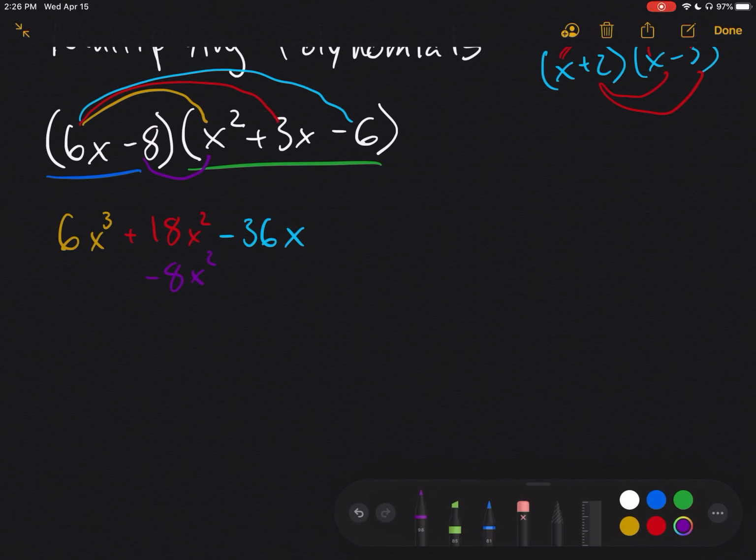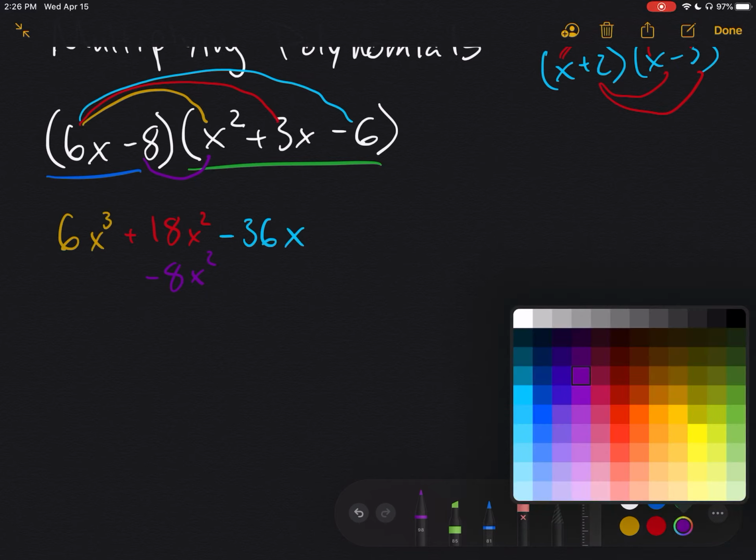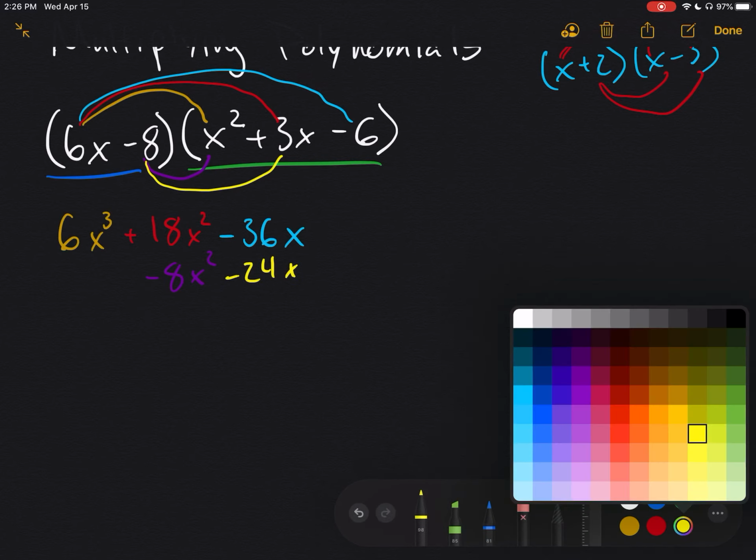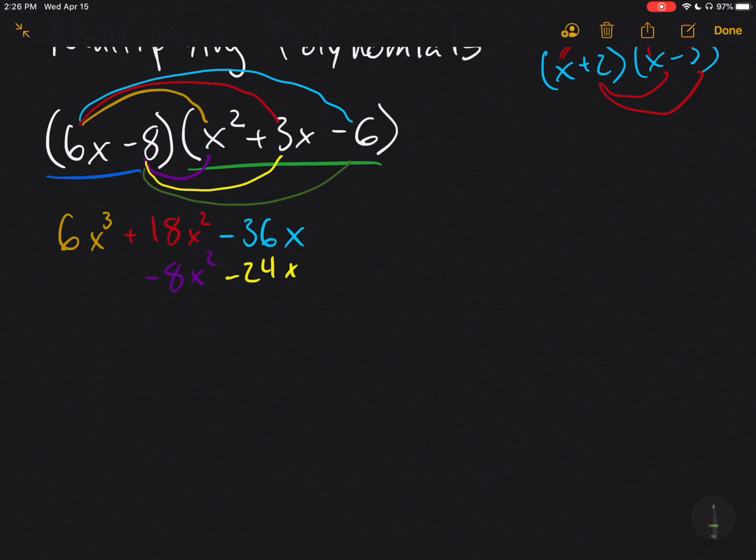Okay? Now, next one we want to look at, negative 8 times 3x. Negative 8 times 3 is negative 24, and then we're just stuck with that x, which is negative 24x. And our last one that we'll do will be negative 8 times negative 6. Well, the negatives cancel out, negative times negative, right? So it becomes a positive, and then 8 times 6 is 48, right?